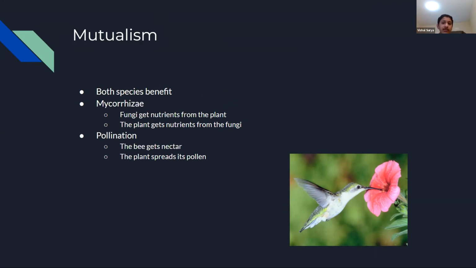And at the time, the plants didn't have the ability to fix the nitrogen in the soil to use it. So what they did was they had fungi that associated with them and made a long-lasting evolutionary interaction between the two. And then pollination as well.